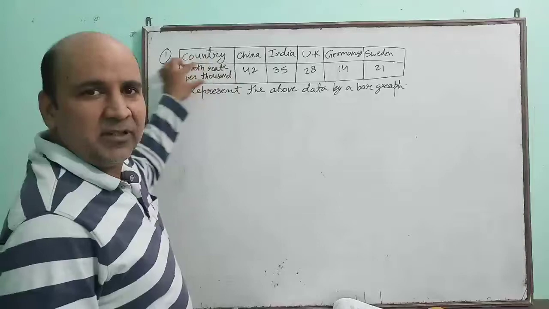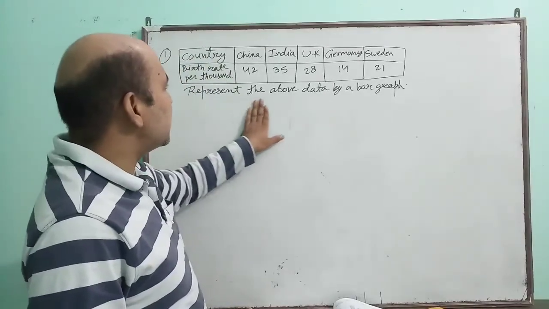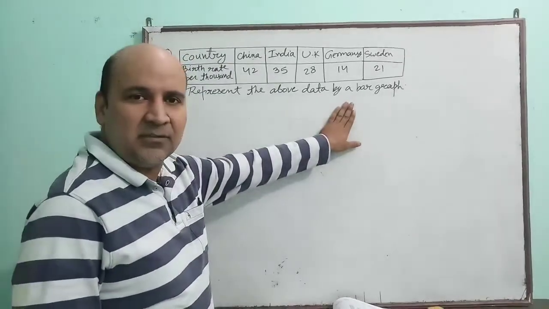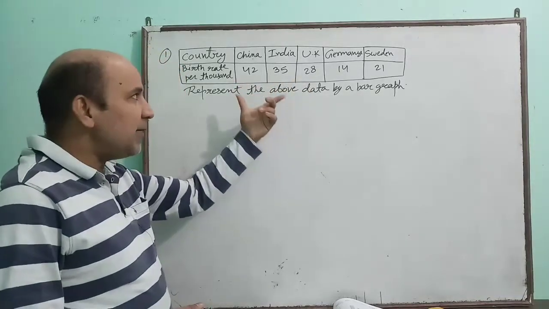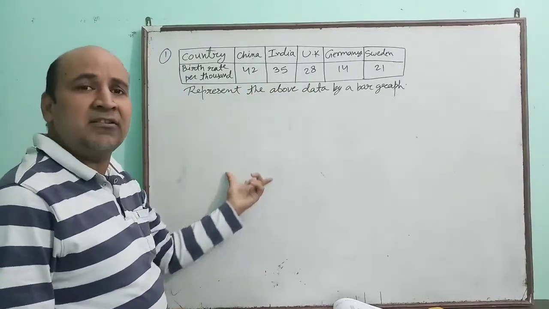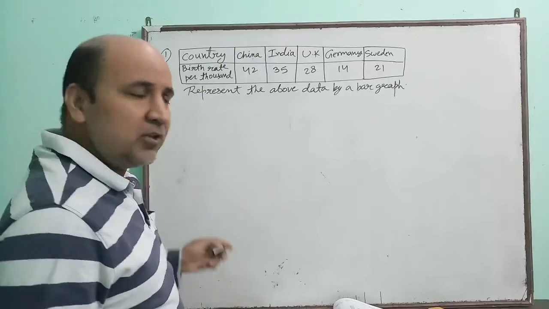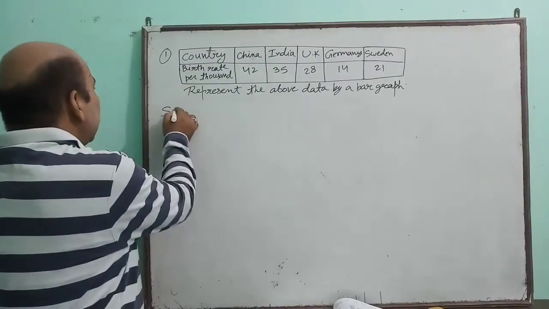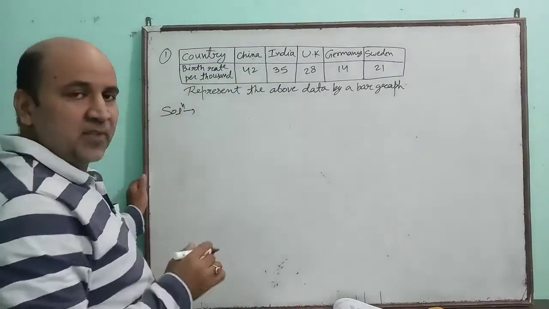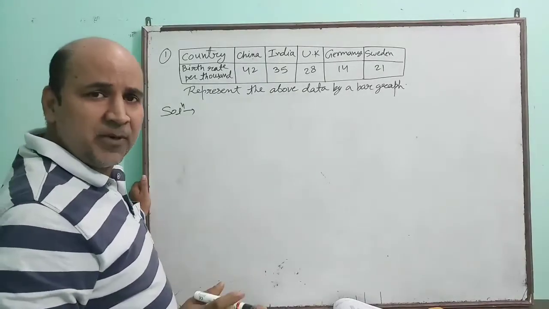One data is given to you and the question is asking: represent the above data by a bar graph. That means you have to solve this question on a graph paper. And how will you draw the graph? See, I am telling the method. This you will apply on a graph paper.